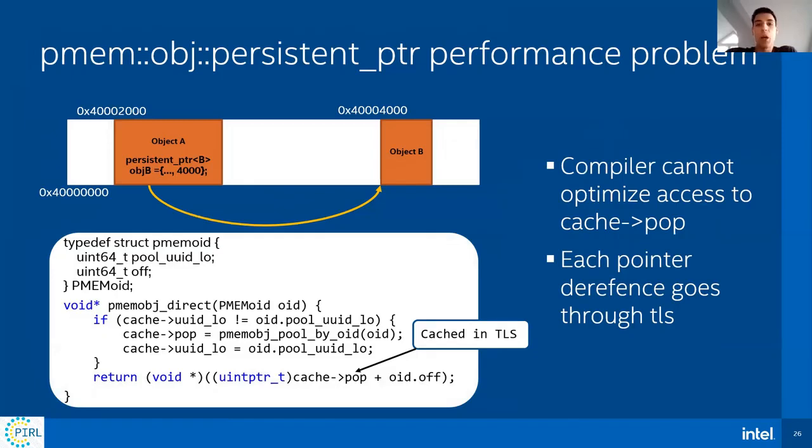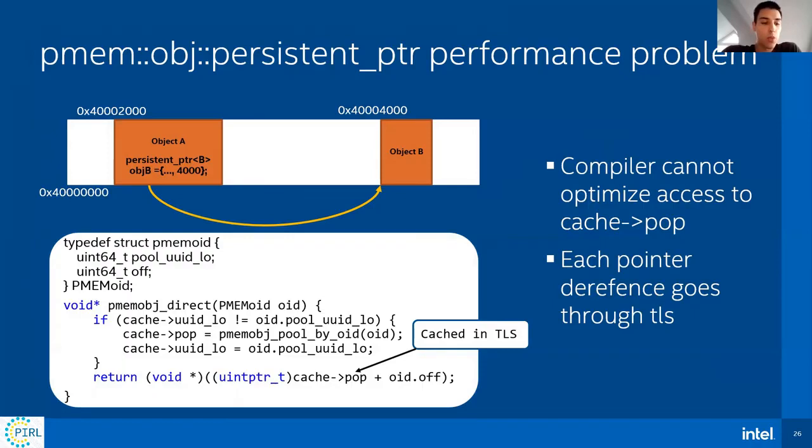However, it turned out that because of the way our persistent pointers are implemented, a compiler has very little optimization opportunities. So on this slide, in the code snippet, you can see the simplified version of persistent pointer implementation. As Szymon already said, persistent pointer consists of two 8-byte fields. One is pool ID, and the second one is offset within this pool.